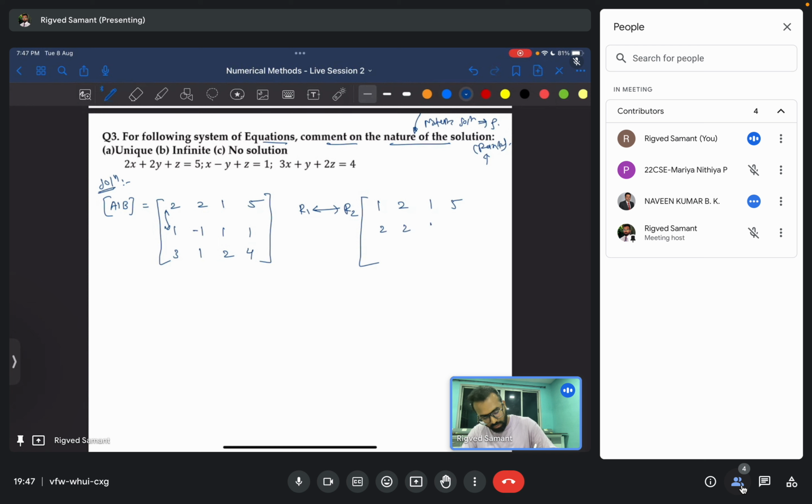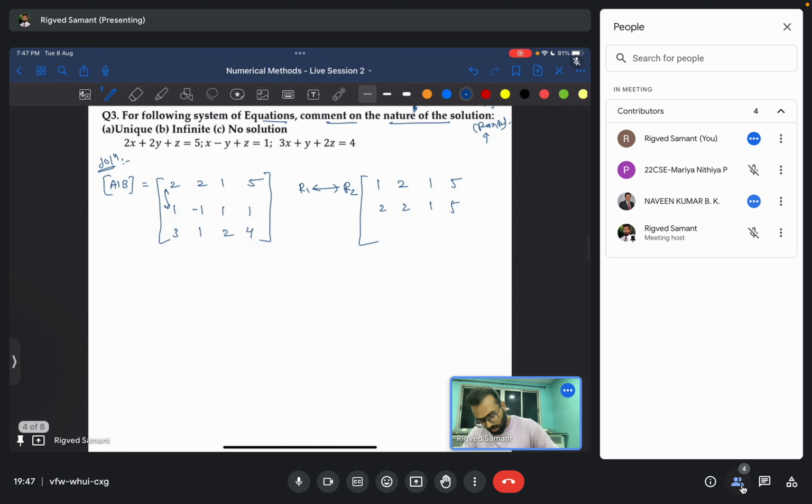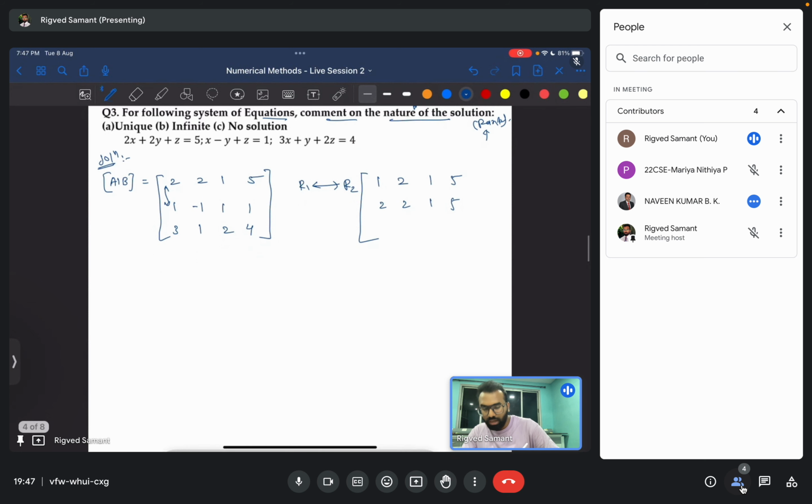2, 2, 1, 5, because there is already a 1 present in this thing, right? So we can always do. If there is no 1 and they have asked you with the Gauss elimination, don't divide it. Then you are doing some modifications to it. Don't divide. That will give you the correct answer. That is not the case, but in the exam I'm saying.